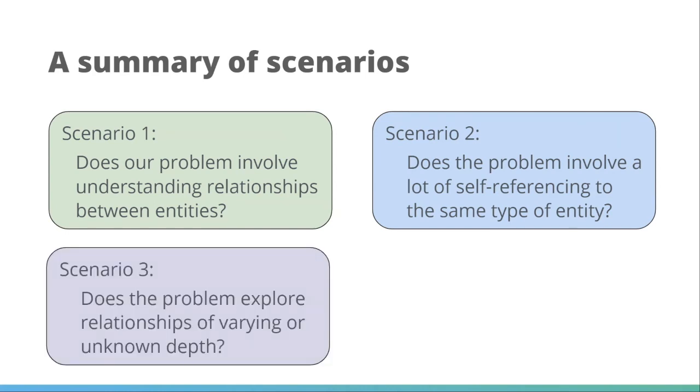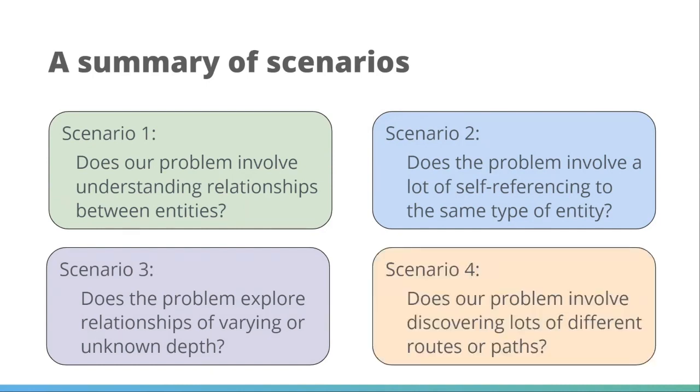Scenario 3, does the problem explore relationships of varying or unknown depth? This is all about trying to discover the unknown, where you know where your start point is, you know what your likely endpoint is, and the different routes or what your endpoint looks like, and being able to dig down those. And we see that kind of thing in supply chain visibility. And the last scenario, does our problem involve discovering lots of different routes or paths? This is all about trying to identify all of the paths between 2 points. And we see this in logistics, planning, and so forth.